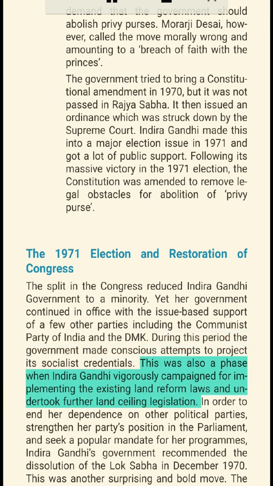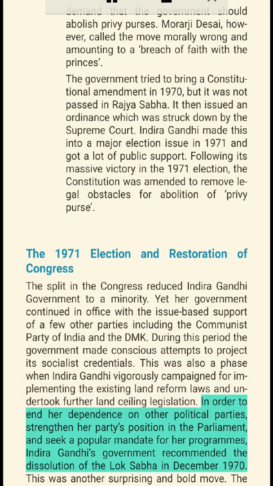This was also a phase when Indira Gandhi vigorously campaigned for implementing the existing land reform laws and undertook further land ceiling legislation. In order to end her dependence on other political parties, strengthen her party's position in the parliament, and seek a popular mandate for her programs, Indira Gandhi's government recommended the dissolution of the Lok Sabha in December 1970. This was another surprising and bold move. The fifth general election to Lok Sabha was held in February 1971.